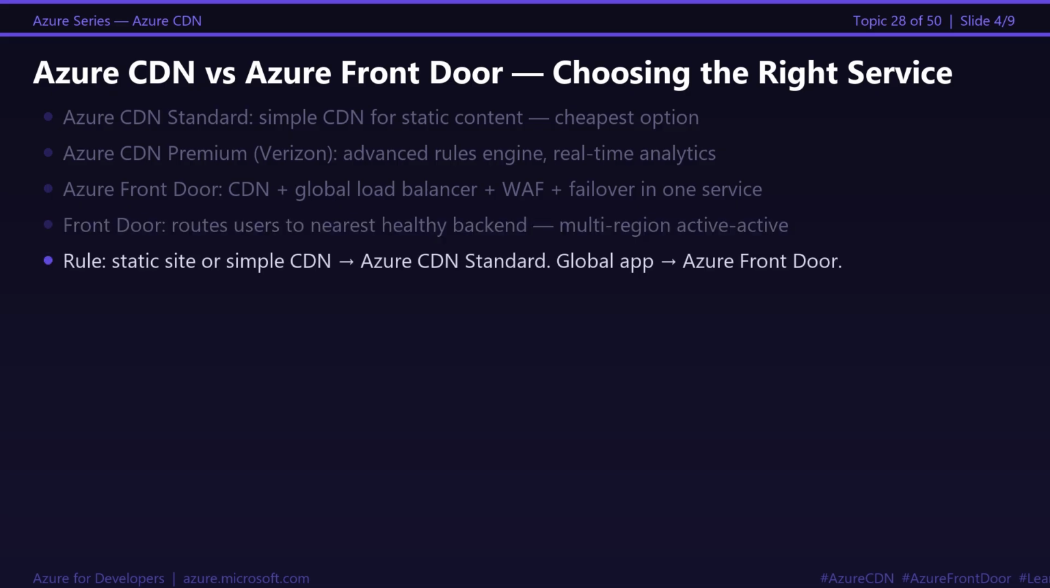The decision: static site or simple CDN, Azure CDN Standard. Multi-region app needing global load balancing and health-based failover, Azure Front Door. The rules engine is where Azure CDN and Front Door earn their value beyond caching. Rules run at the edge, before the request ever reaches your origin server.